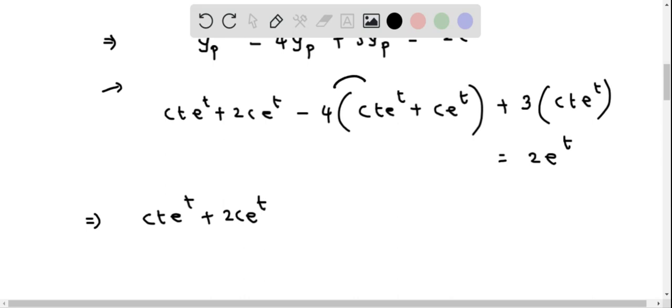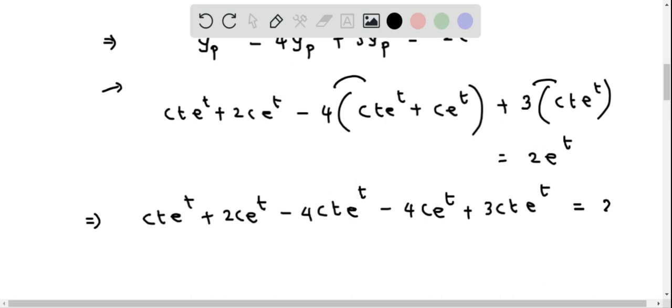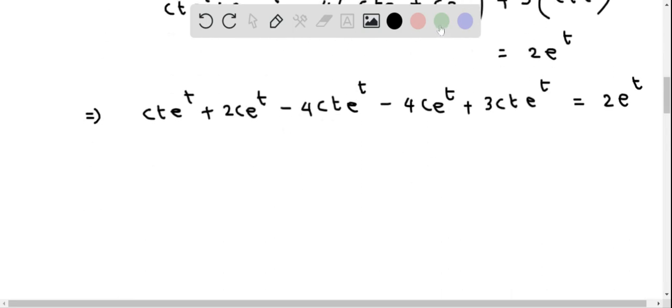Let's distribute this negative 4. We will have a negative 4CT e power t, negative 4C e power t, plus distributing this 3, we get 3CT e power t, and this equals 2e power t. Now let's look out for the like terms. We have CT e power t, negative 4CT e power t, and then positive 3CT e power t. So these are the like terms.